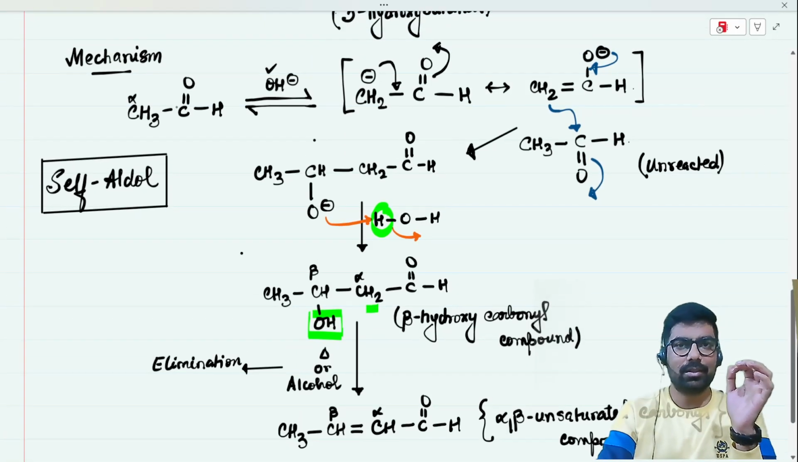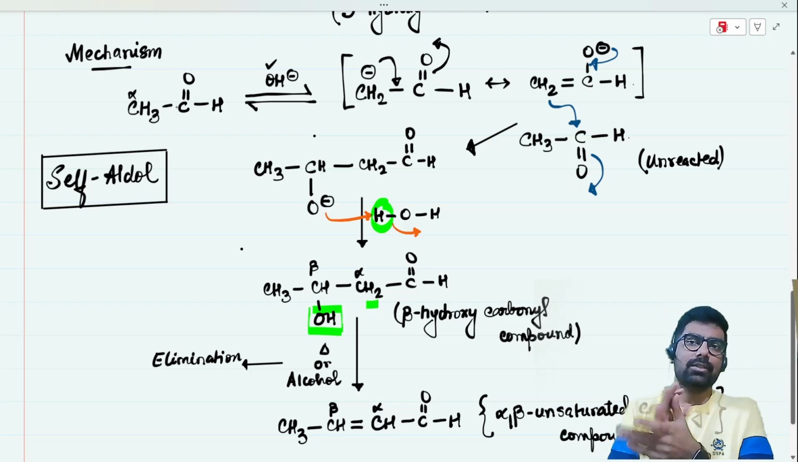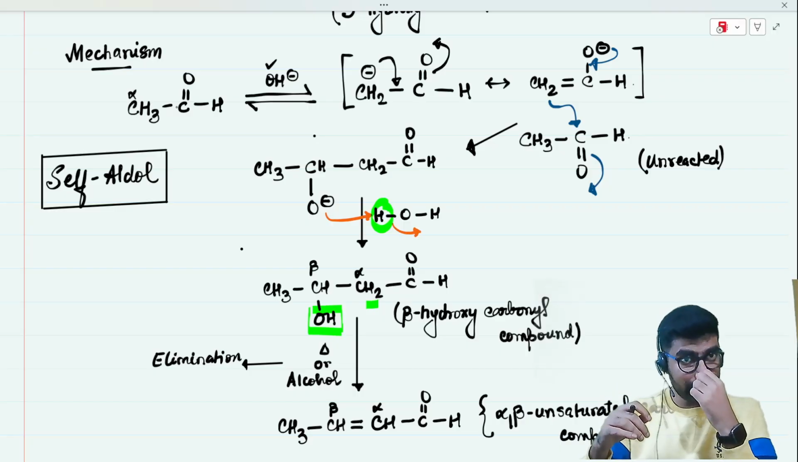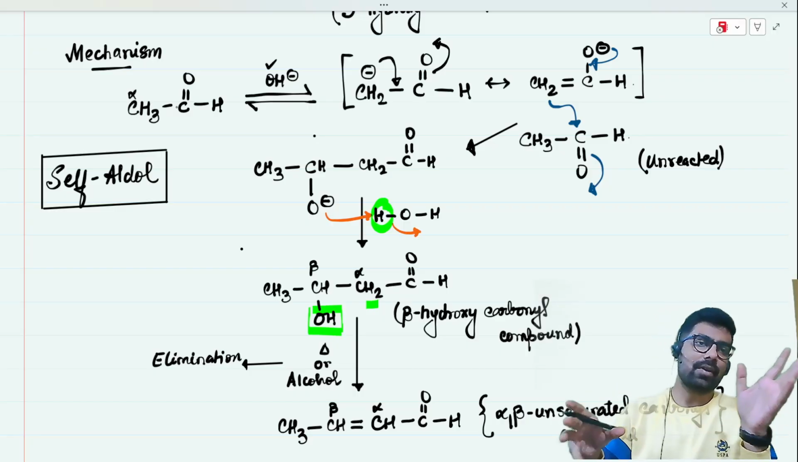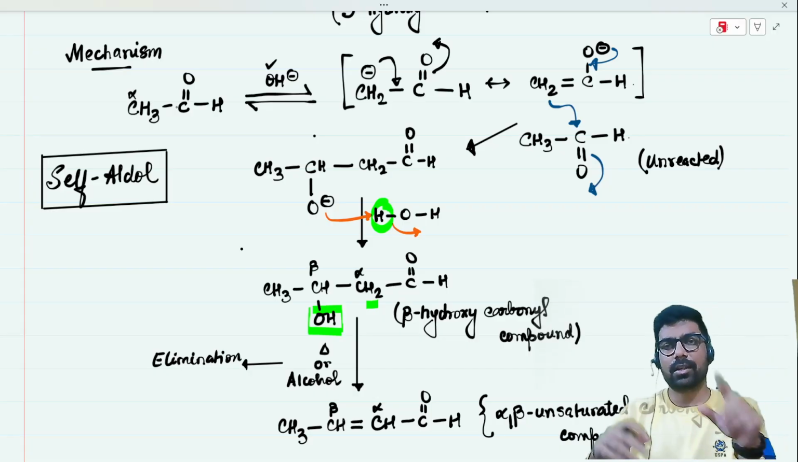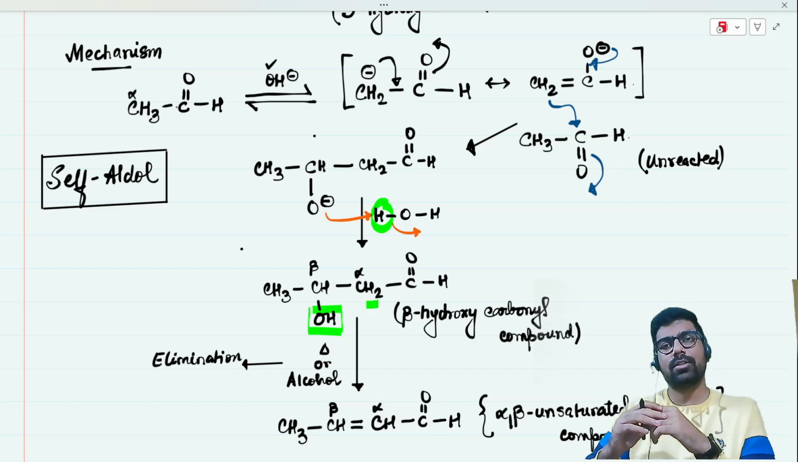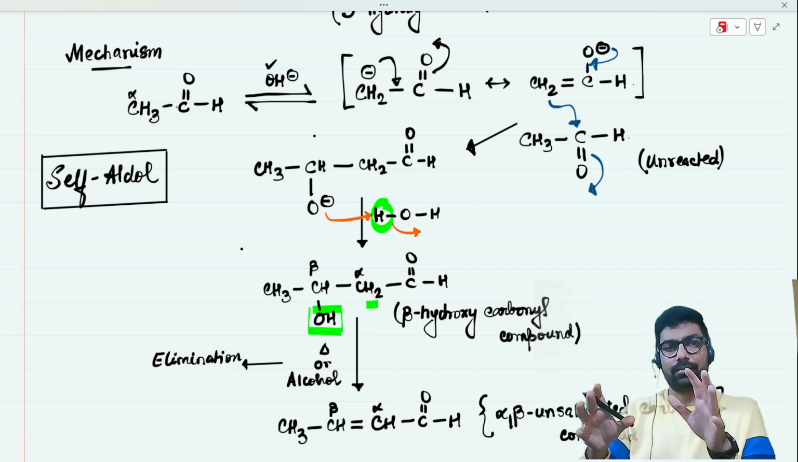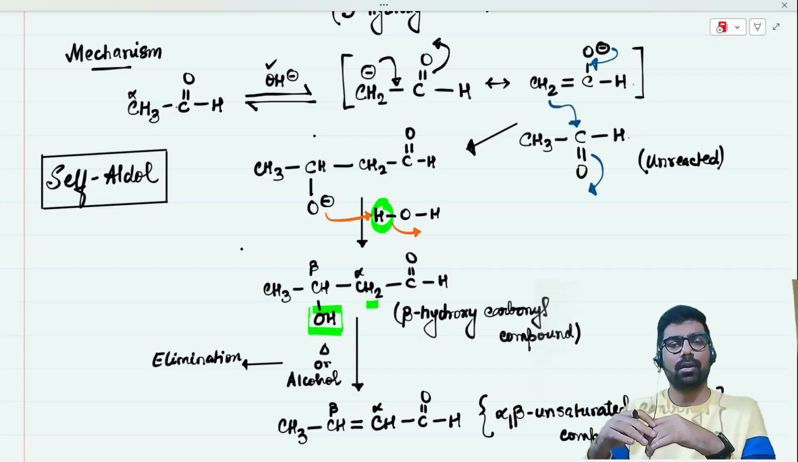Just look at the mechanism once, what happens. I am just repeating it. First step is an acid-base reaction in which OH minus extracts the alpha hydrogen. We get a negatively charged ion which undergoes resonance. Due to resonance, the reaction is favored because resonance stabilizes the intermediate. So due to resonance, this negative charge gets stabilized. Therefore, the reaction proceeds.